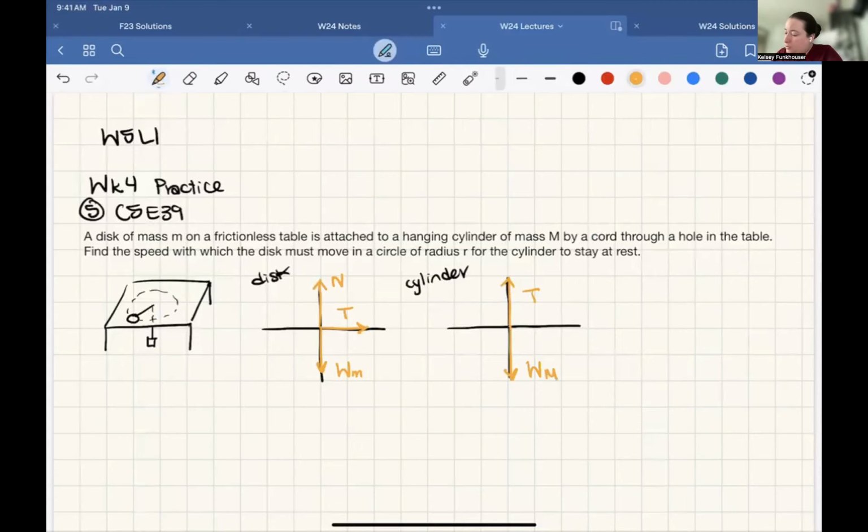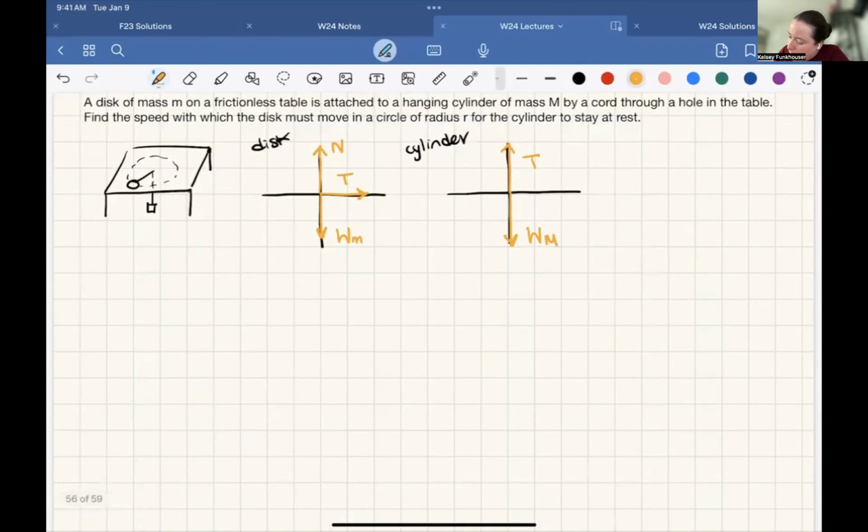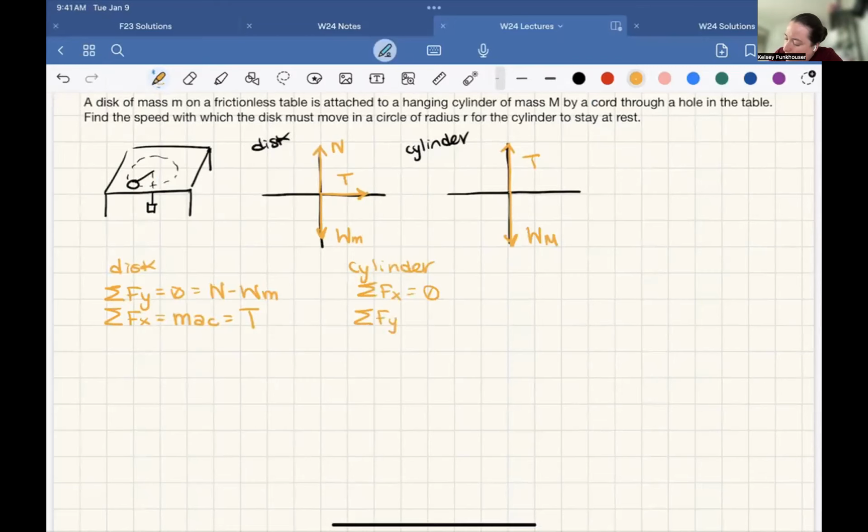And then we want to do our force equations. So for the disk, we have sum of forces in y equals 0, which is the normal force minus the weight. And then sum of forces in X, this is again the centripetal acceleration, so m a_c equals the tension force. And then for the cylinder, there are no forces in X, so we'll just put 0. And then sum of forces in Y.